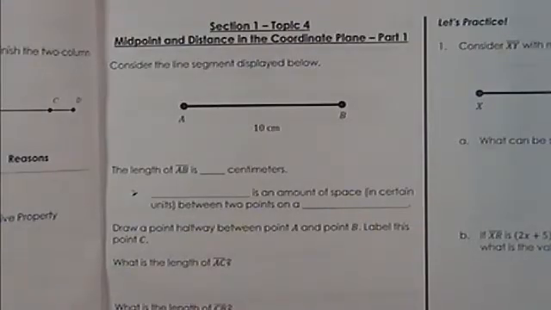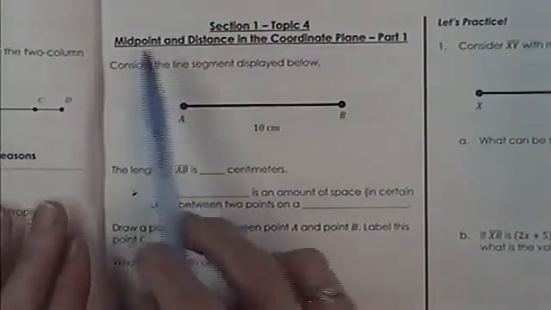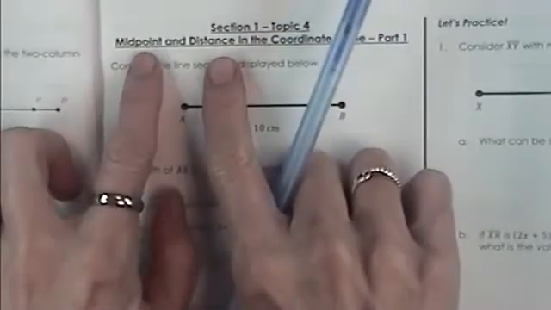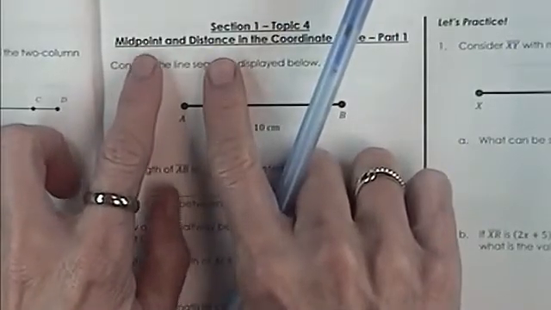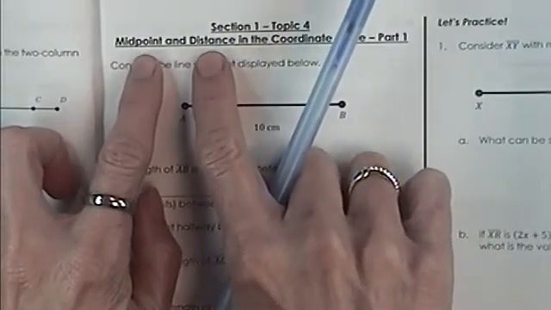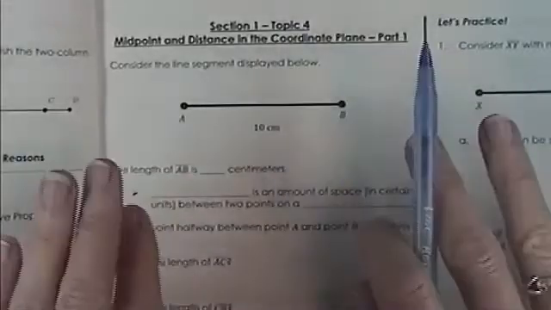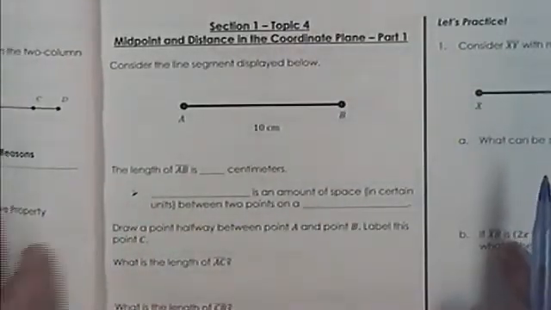All right, here we are with section 1, topic 4, midpoint and distance in the coordinate plane, part 1. I'm actually going to do this particular topic 4 in 2 parts. So this is the first part of midpoint. Topic 4 and topic 5 both cover midpoint and distance, but topic 4 covers midpoint for the most part, and topic 5 is more distance. But again, I'm going to take topic 4 and split it into 2 videos. It's just going to make things a little easier.